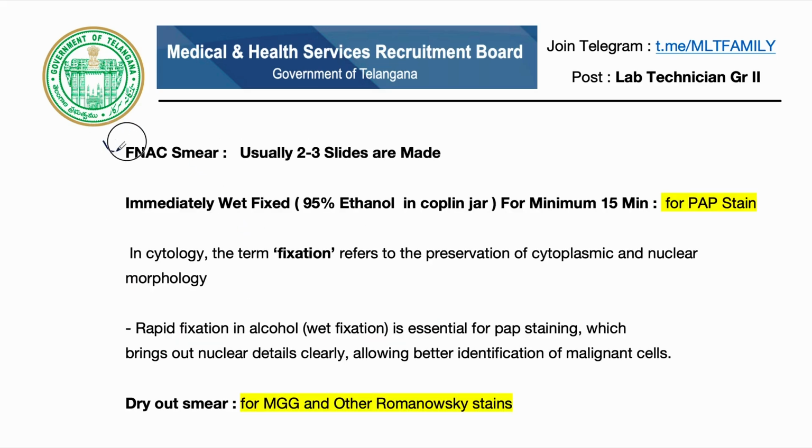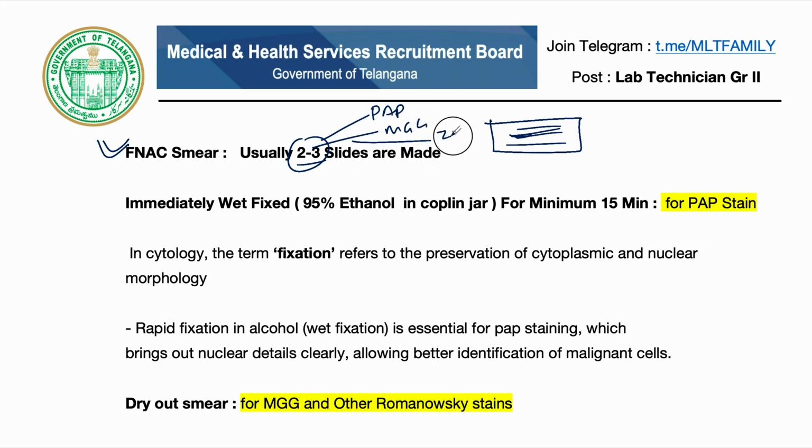Now we will make the smear from the FNAC. We take the diagnostic material into the syringe and needle, push it over a slide, and fix it. Usually two slides are made after an FNAC. One is for the Pap stain, another is for the MGG stain, and another is for special stains like the ZN stain in case of suspected tuberculosis.